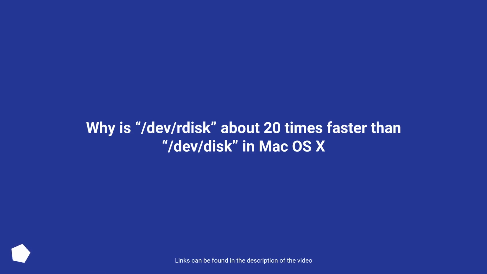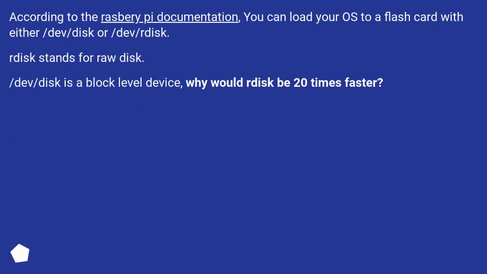Why is /dev/rdisk about 20 times faster than /dev/disk in Mac OS X? According to the Raspberry Pi documentation, you can load your OS to a flash card with either /dev/disk or /dev/rdisk. rdisk stands for raw disk. /dev/disk is a block-level device. Why would rdisk be 20 times faster?